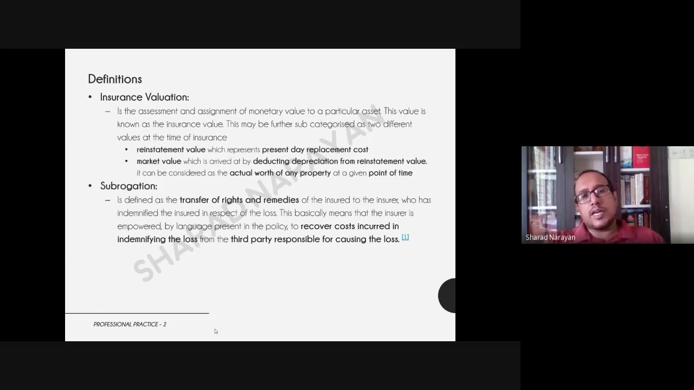So the idea of subrogation is that your insurance company, the company who is indemnifying your loss, can recover the costs of indemnification from the party who caused the loss. I hope that is clear so far.